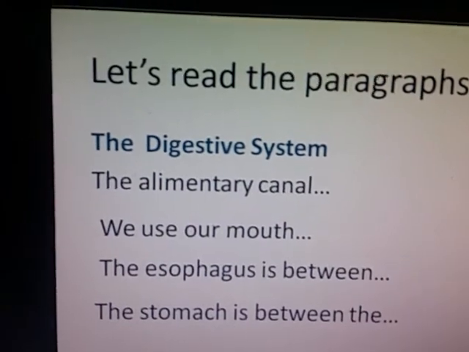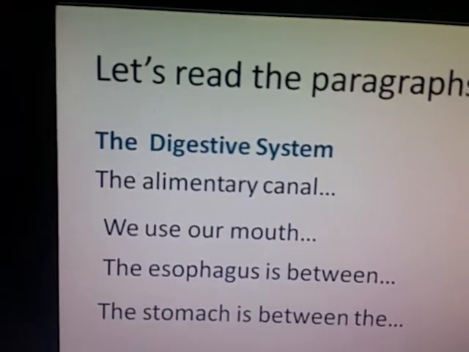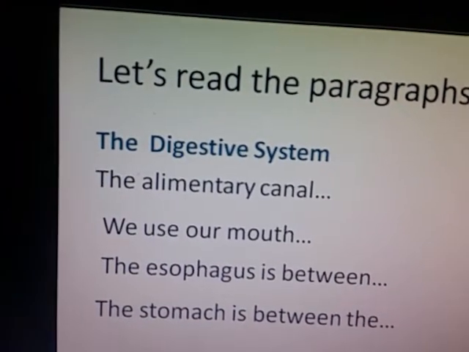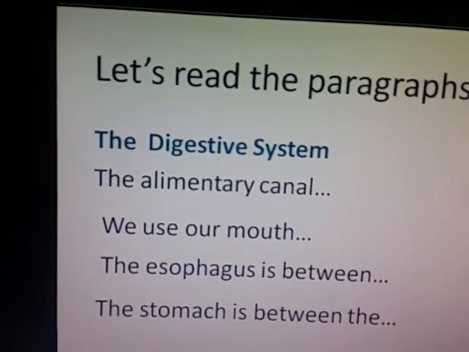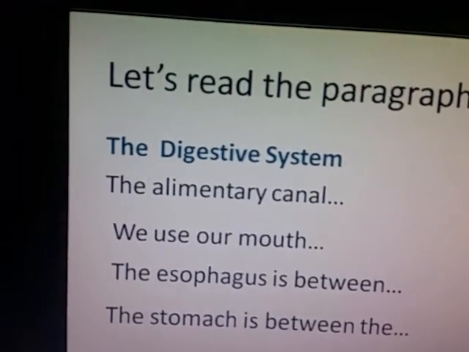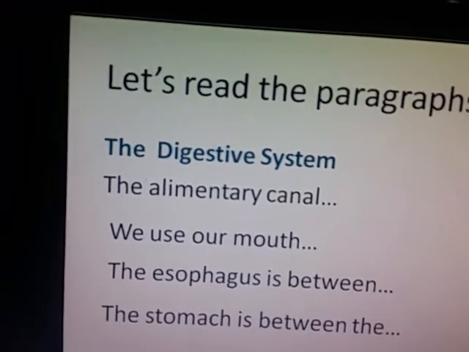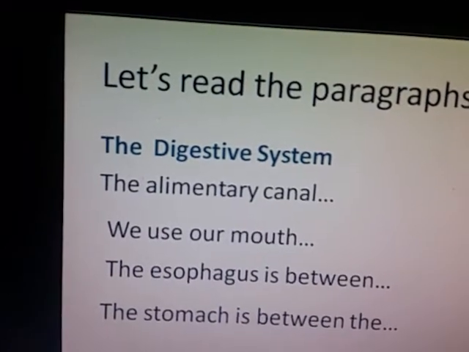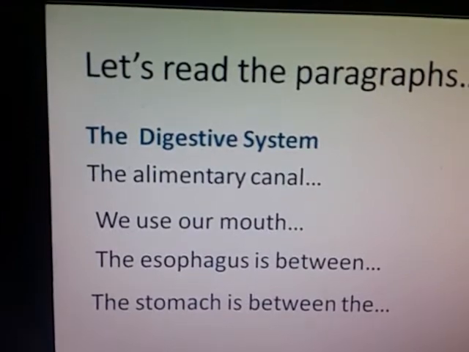The stomach is between the esophagus and the small intestine. It is the main part of the digestive system. This is where proteins are digested. The food enters the stomach and then it mixes with gastric juices. These juices are a mixture of chemicals that break the food into very small pieces and make it a semi-liquid before it enters the small intestine.